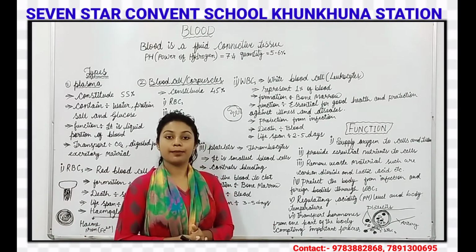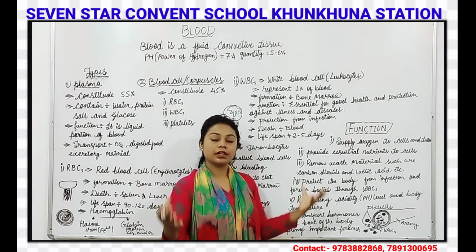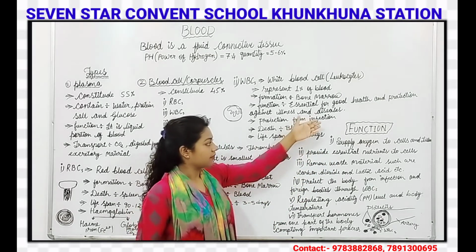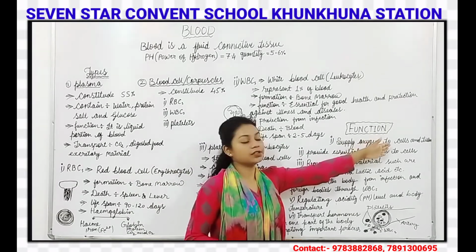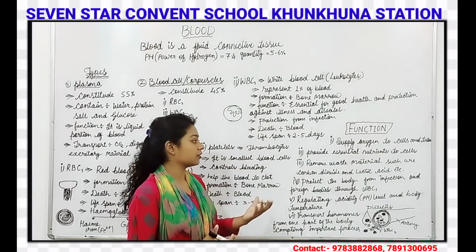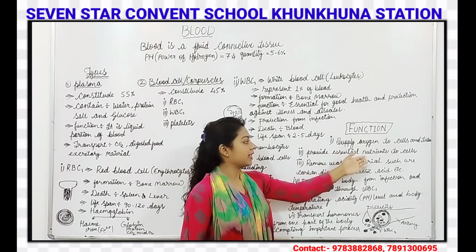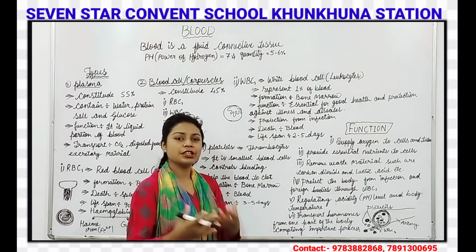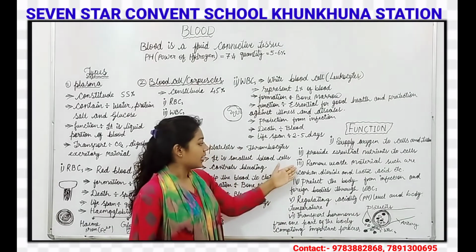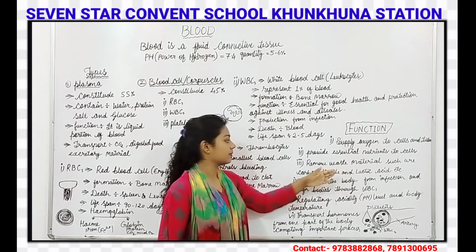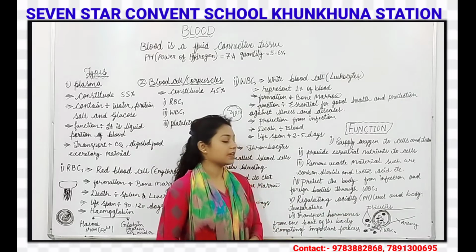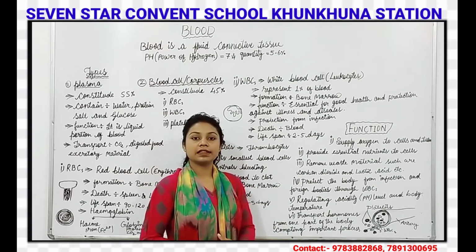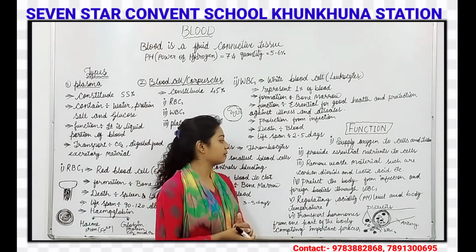Next we will talk about the functions of blood. We will revise the whole functions, just read and discuss. The functions of blood: it supplies oxygen to cells and tissues. It provides essential nutrients to cells like amino acids, fatty acids, glucose, proteins. And third, it removes waste materials such as carbon dioxide, lactic acid, and urea.